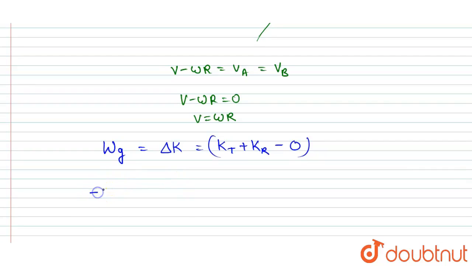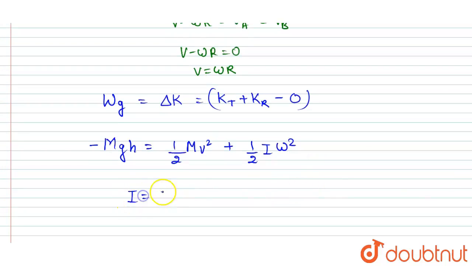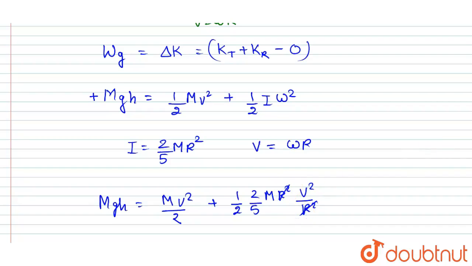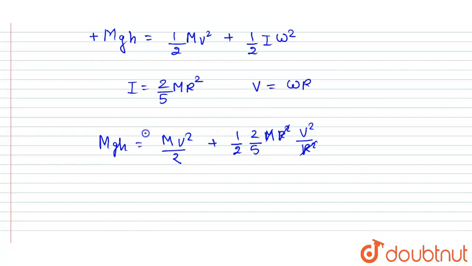So the work done by gravity will be mgh, and the change in kinetic energy is half mv square plus half I omega square. And since this is a sphere, I will be equal to 2 by 5 mr square, right? It is also given that v equals omega r, and omega equals v by r. Here the plus sign will come since it came downward, right? So I will write mgh is equal to mv square by 2 plus half times 2 by 5 m r square times omega square, and omega square is v square by r square. So this r square will get cancelled out, and this m will also get cancelled out.